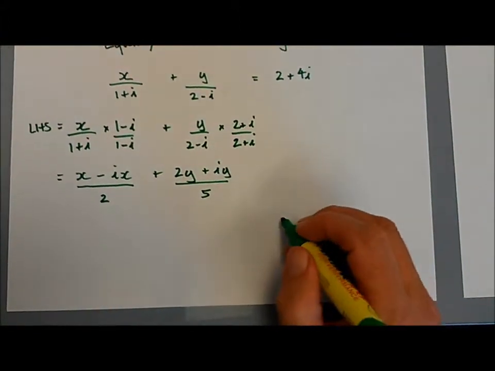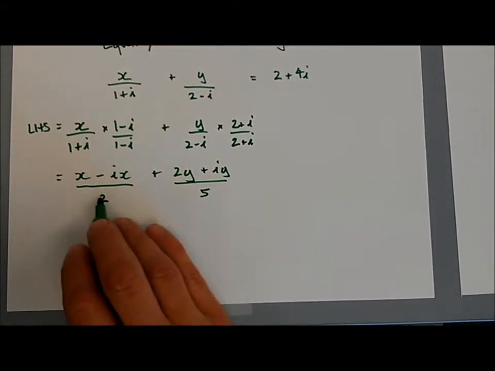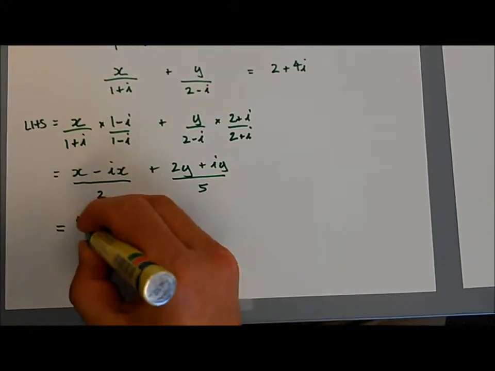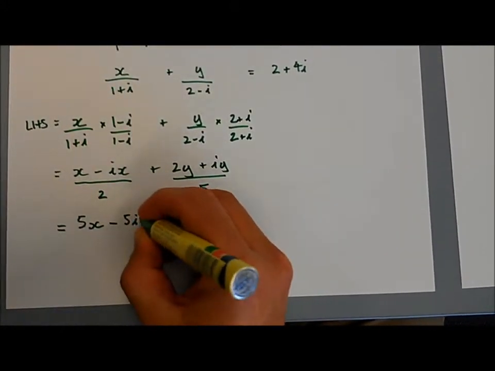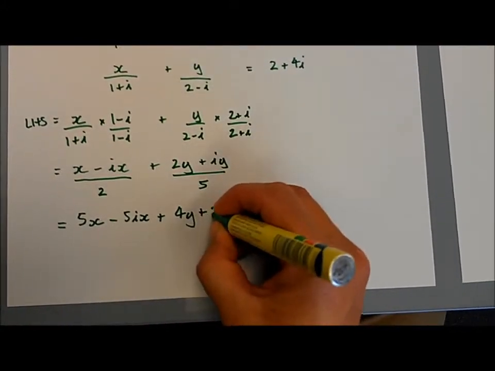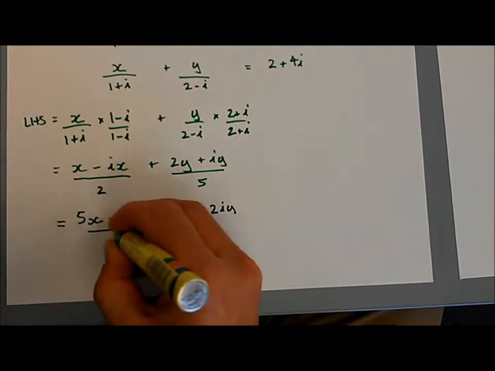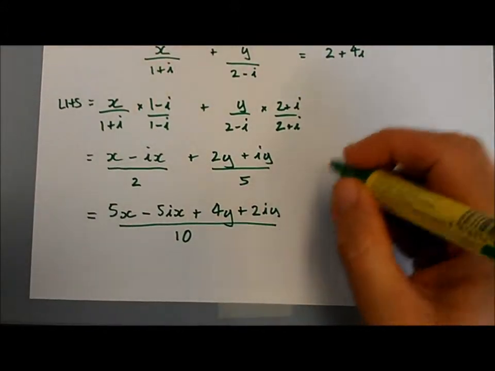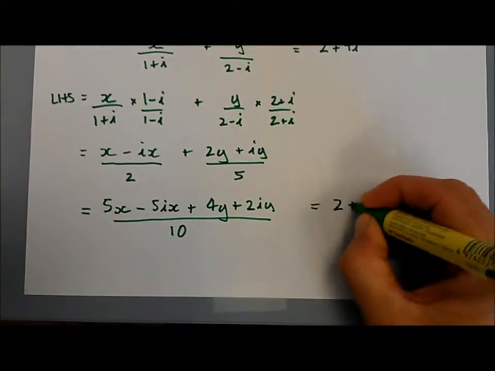Now what I'm going to do quickly is just get it over a common denominator. The common denominator will be 10. Multiply this one by 5, I have 5x minus 5ix. Multiply that one by 2, plus 4y plus 2iy, all over 10. Now the question is saying that this is going to be equal to 2 plus 4i.